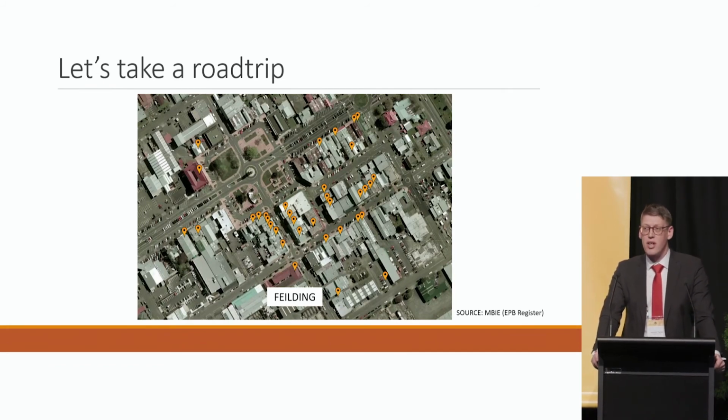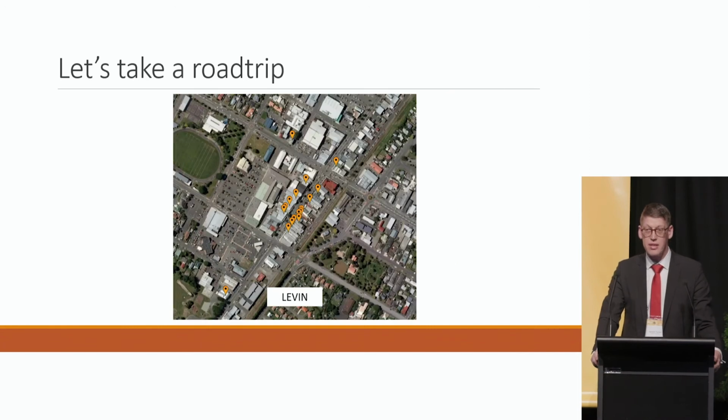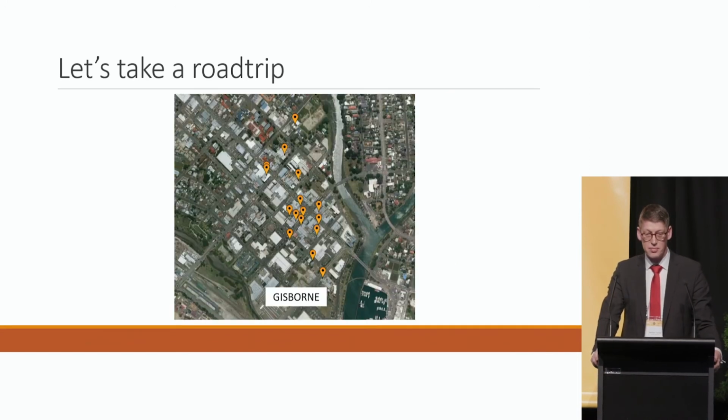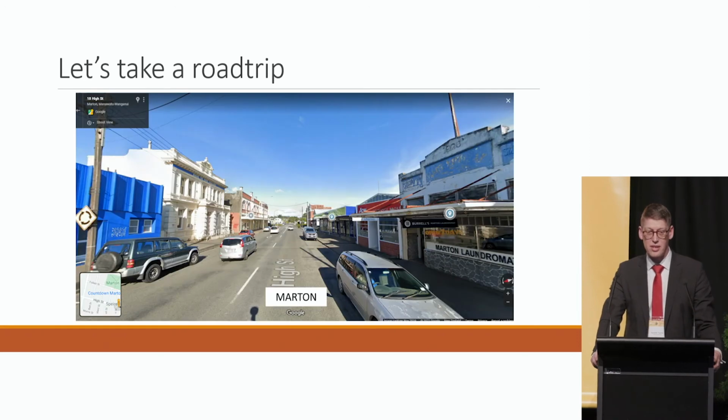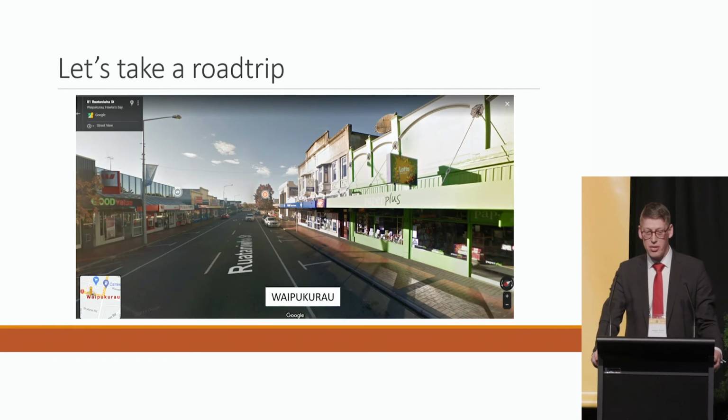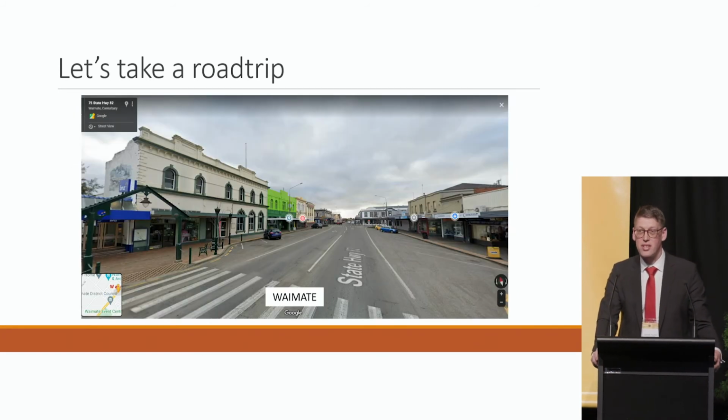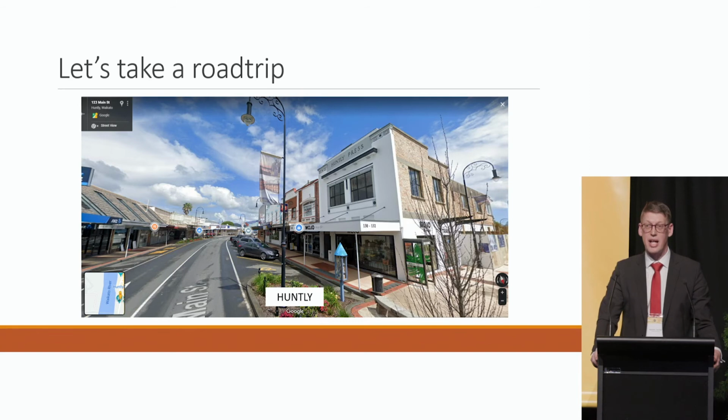This is Feilding, and each of those orange dots is an earthquake-prone building listed in the earthquake-prone building register. You can see a real cluster of earthquake-prone buildings in that downtown commercial area. But it's not just Feilding, it could be Levin, it could be Gisborne, it might be a little town like Martinborough, which is too small to have even got their buildings onto the register yet. It could be Waipukurau. We could have jumped down to the South Island to Waimate, or we could be close by in Huntly. So I hope I've just given you a little sense that in small towns up and down New Zealand there are a lot of earthquake-prone buildings.